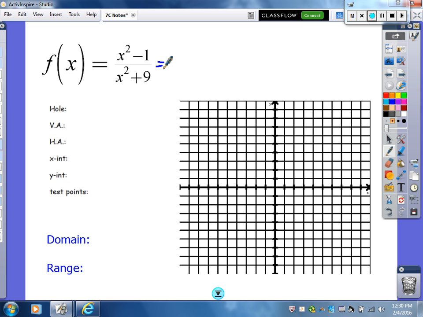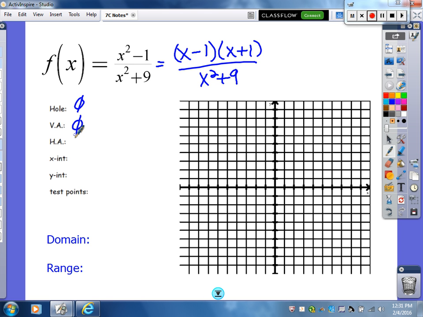Here again, I'm always going to start off by factoring. My numerator is the difference of squares, but my denominator doesn't factor. There's nothing that multiplies to give you 9 and adds to give you 0 because there's no middle term. So here's what's making the weird stuff go on, because the bottom doesn't factor. So there's no common factor, so no hole. There's no vertical asymptote because there's no real number that I can plug into the denominator to get 0. That's where the weird stuff is starting to happen.